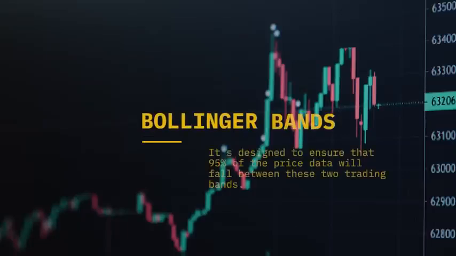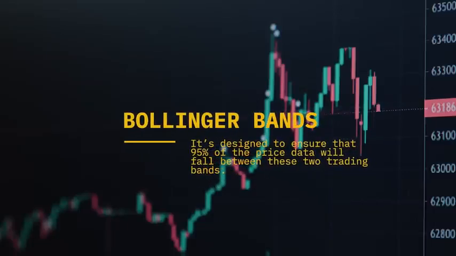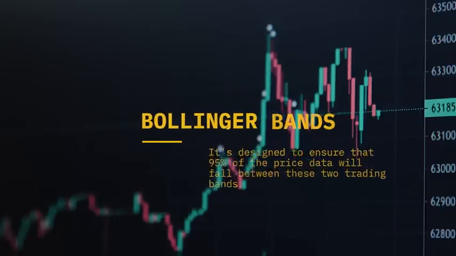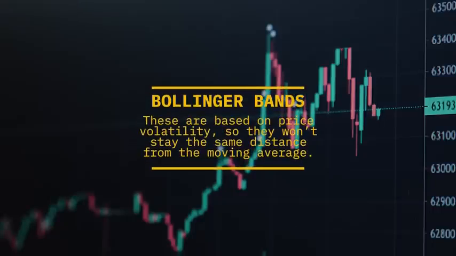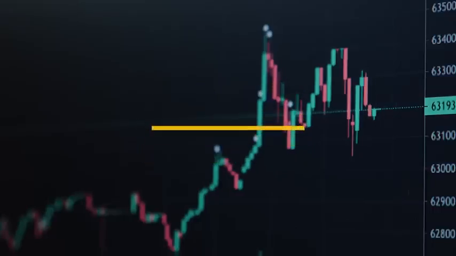This indicator is designed to ensure that 95% of the price data will fall between these two trading bands. Bollinger Bands are based on price volatility, so they won't stay the same distance from the moving average. If volatility drops, they'll get closer to the moving average. If volatility gets bigger, they'll widen.